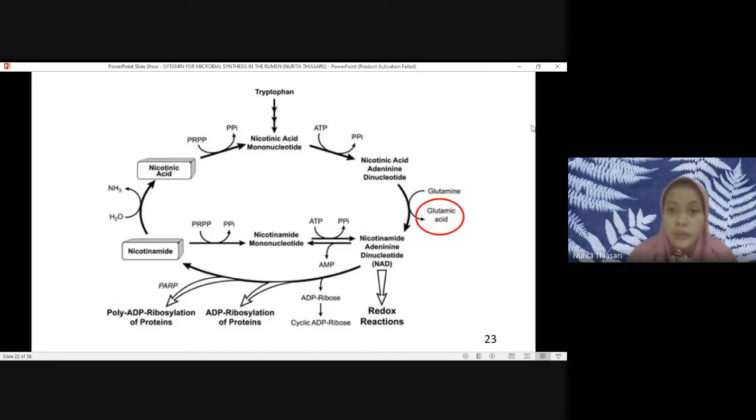And then I would like to show this one. So the niacin, from tryptophan, will be broken down into nicotinic acid mononucleotide. With ATP, it will become nicotinic acid adenine dinucleotide. And then this nicotinic acid adenine dinucleotide is needed for glutamine to become glutamic acid. This is the reason why the bacteria protein is higher in glutamic acid.